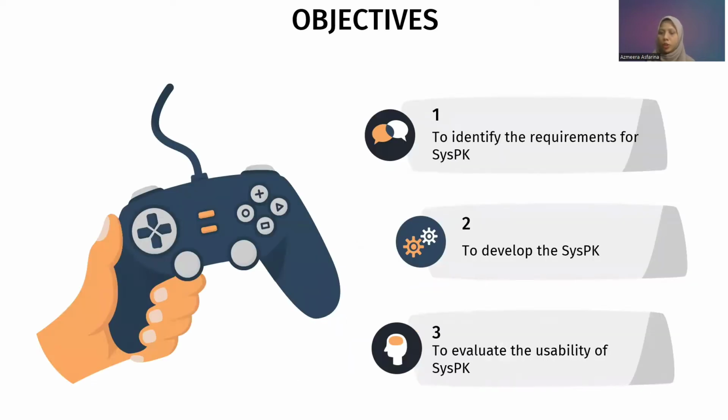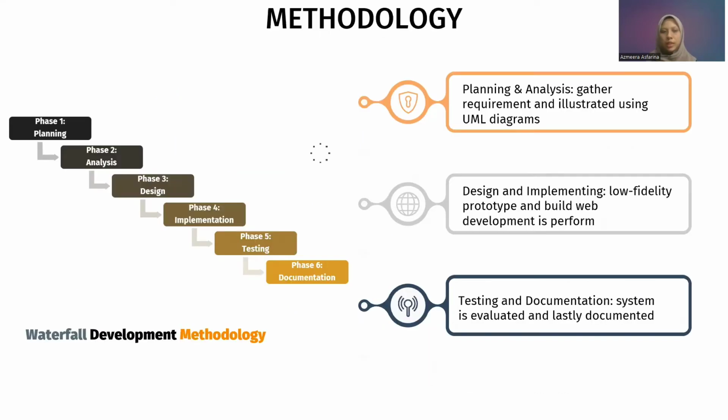The objectives of the project are to identify the requirements for SysPK, to develop SysPK, and to evaluate the usability of SysPK. Next, the methodology used to develop SysPK is the waterfall development methodology, in which each phase is required to be completed before proceeding to the next phase. The first and second phases are planning and analysis, which is to gather requirements and illustrate them using UML diagrams such as the sequence diagram and class diagram.